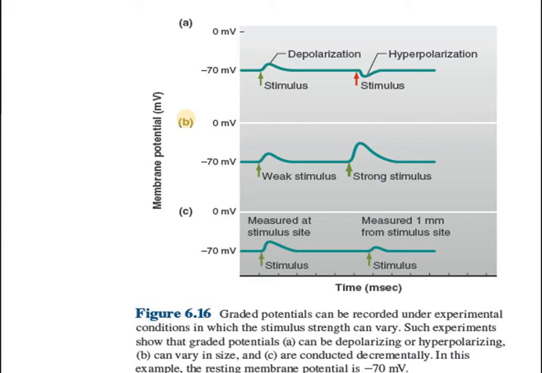Graded potentials can be recorded under experimental conditions in which the stimulus strength can vary. It is an experimental condition where you change the strength of the stimulus. You give 10 millivolt, then 15 millivolt, then 20 millivolt, then 25 millivolt. These stimuli are given on nerve fibers under examination, and scientists and researchers try to see the response of the nerve at different intensities of stimulus.